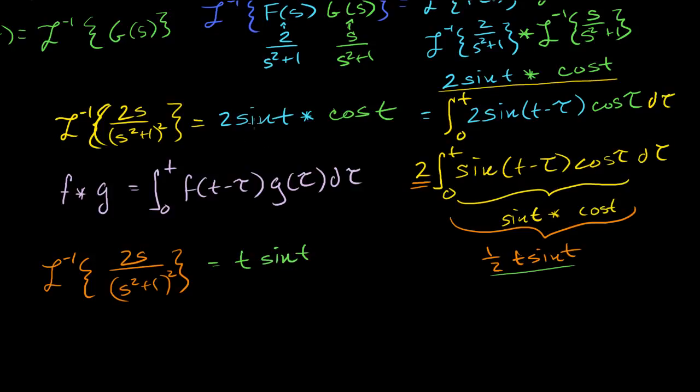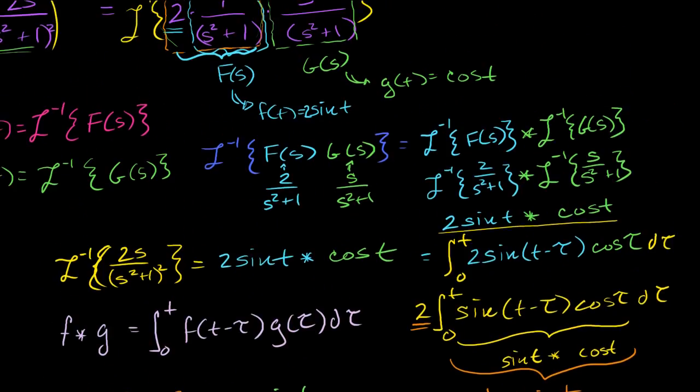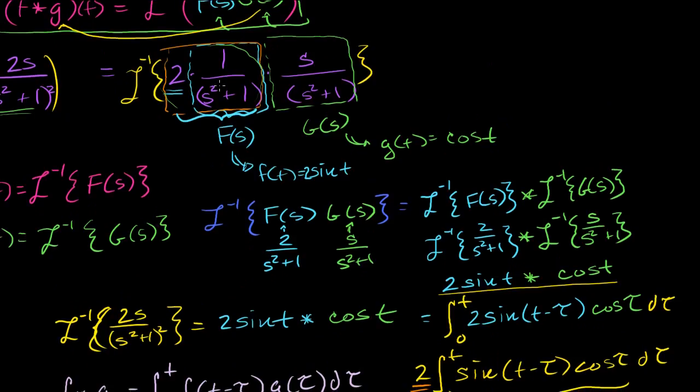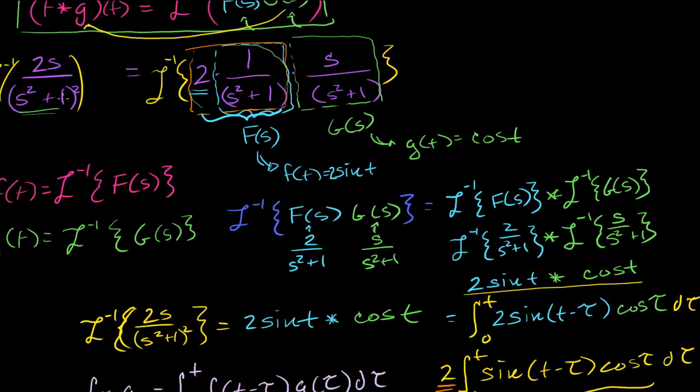So all of this mess, and once you get the hang of it, you won't have to go through all of these steps. But the key is to recognize that this could be broken down as the product of two Laplace transforms that you recognize. This was a Laplace transform of 2 sine of t. This was a Laplace transform of cosine of t. So the inverse Laplace transform of our original expression is just the convolution of that with that.